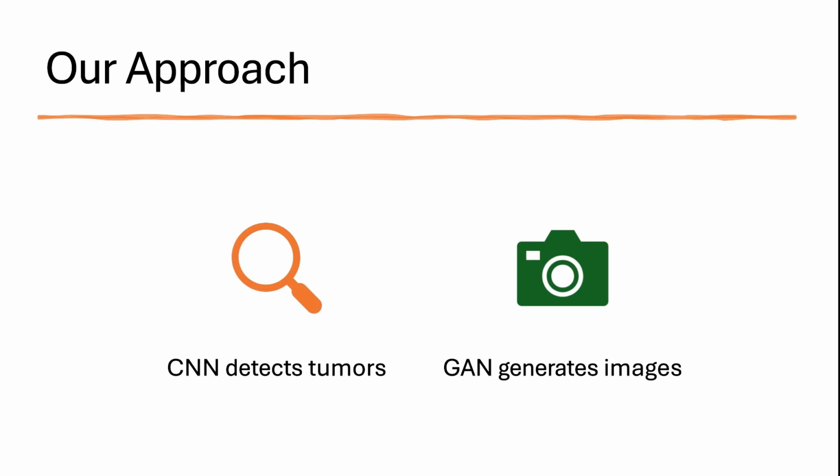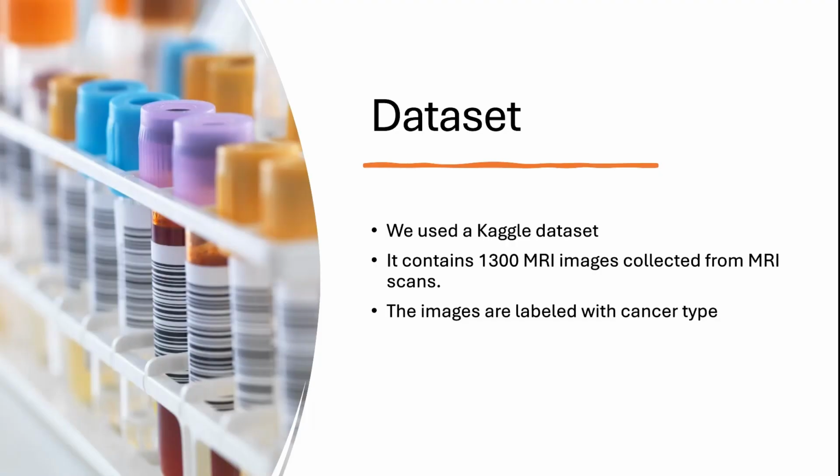In our method, we used a generative adversarial network to generate additional images for training. We then compared the GAN-augmented dataset to the unaugmented baseline and a dataset augmented using transformed images. The baseline dataset came from the Kaggle dataset, which contains 1,300 MRI images collected from MRI scans. The type of tumor is labeled by professionals if a tumor is present in the image.